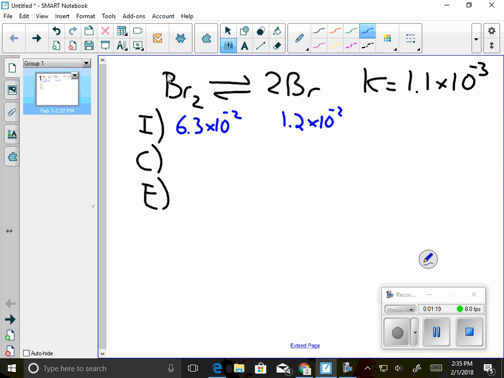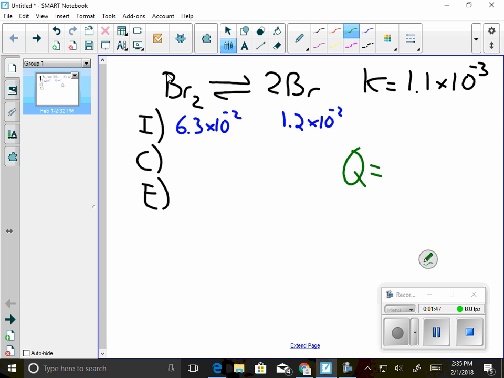Remember, when we're doing an ice table, you need the concentration values for each thing, not simply just the number of moles. If you're given the number of moles, hopefully you're also given the volume, so then you can divide and actually solve for the concentration. First thing I would do in a question like this is I need to determine which direction the reaction is going. In order to do that, you can solve for Q.